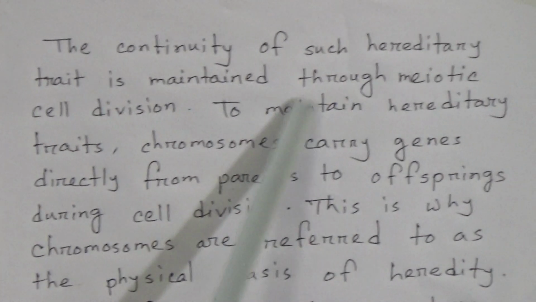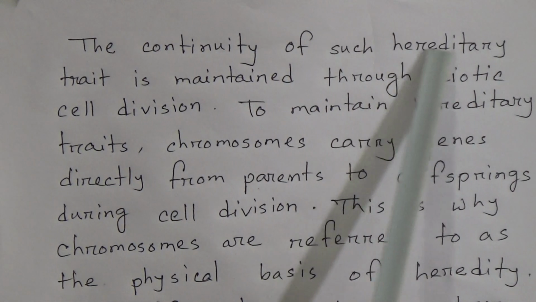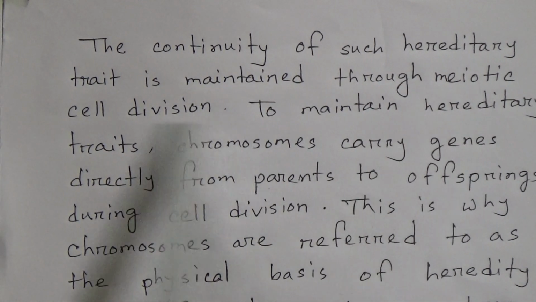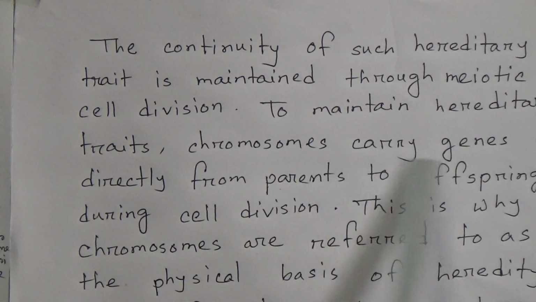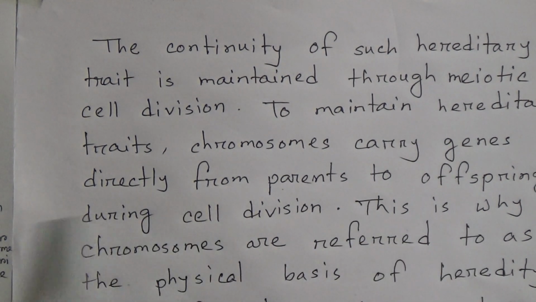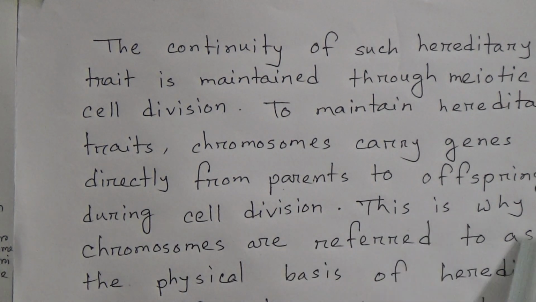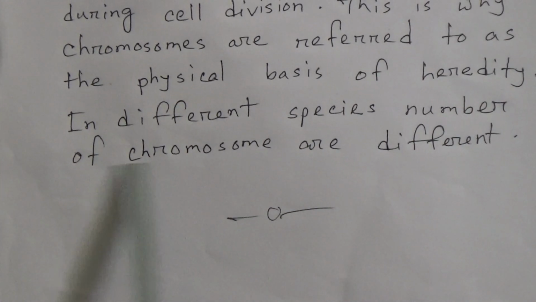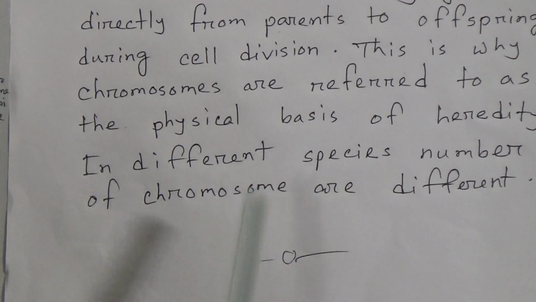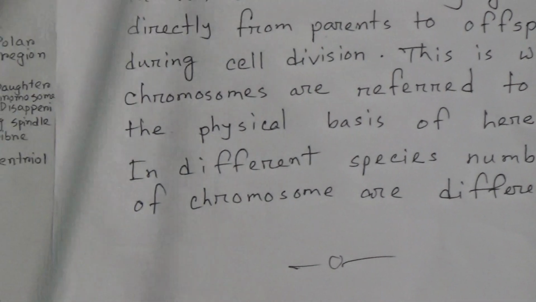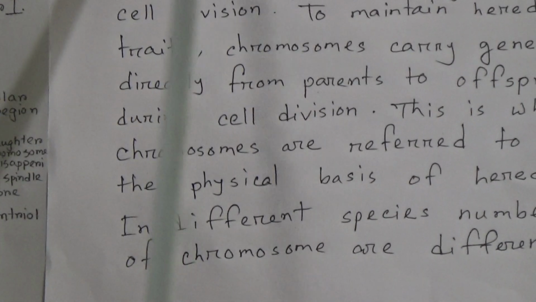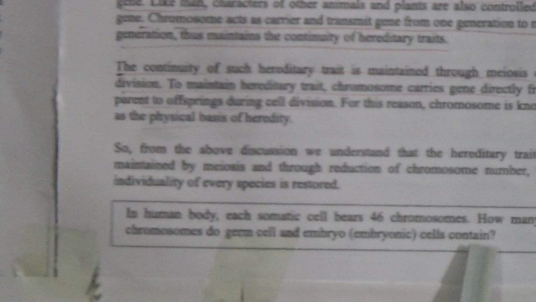The continuity of such hereditary traits is maintained through cell division, and to maintain hereditary traits, chromosomes carry gene directly from parents to offsprings during cell division. That is why chromosomes are referred to as the physical basis of heredity. In different species the number of chromosomes is different. Suppose in the human body, each somatic cell bears 46 chromosomes.